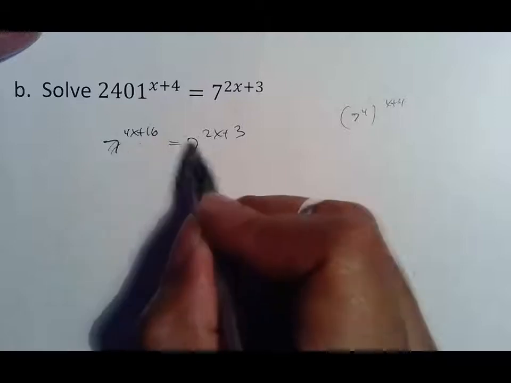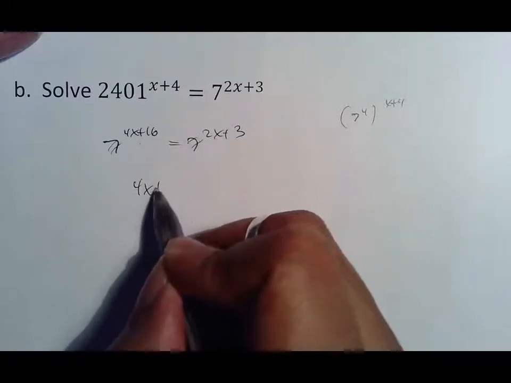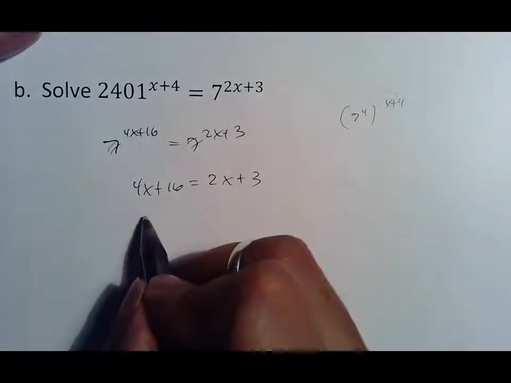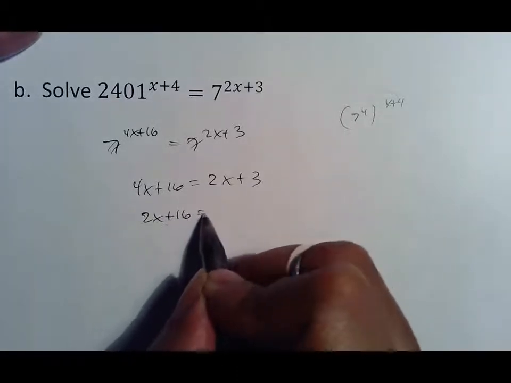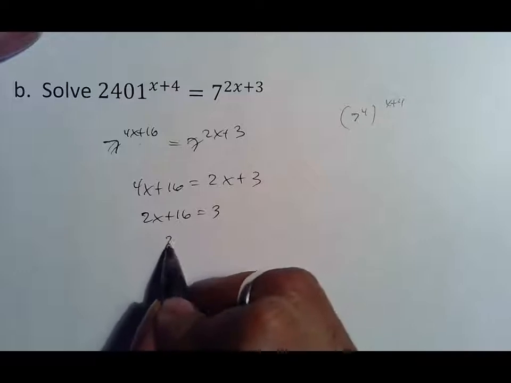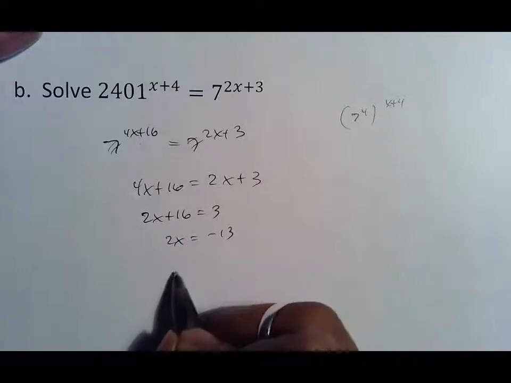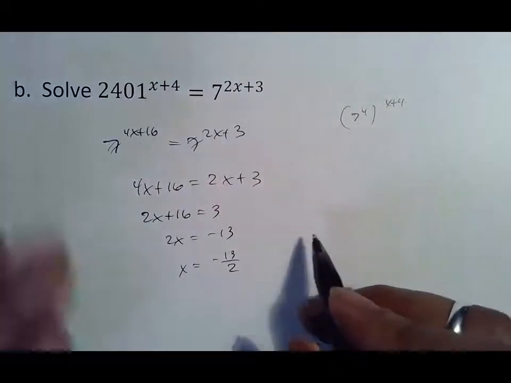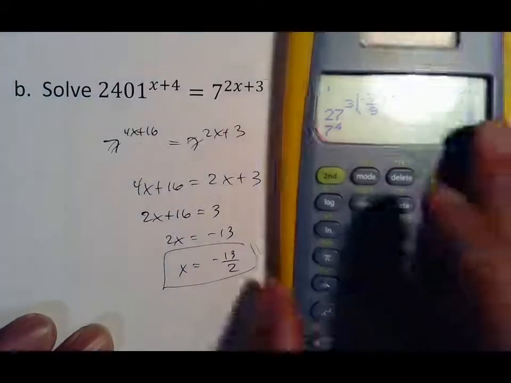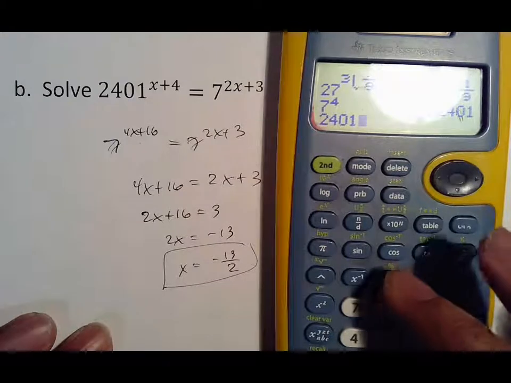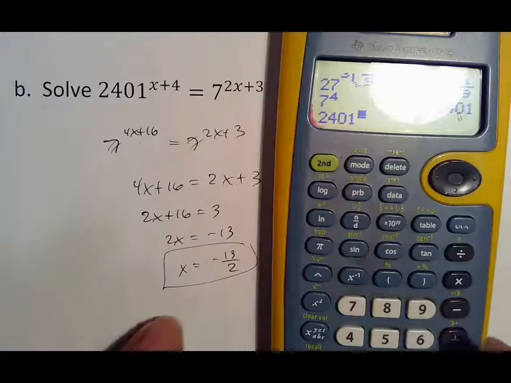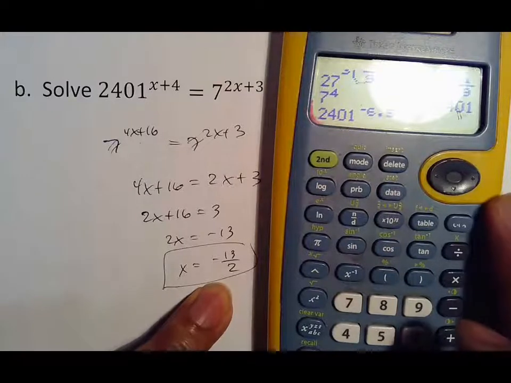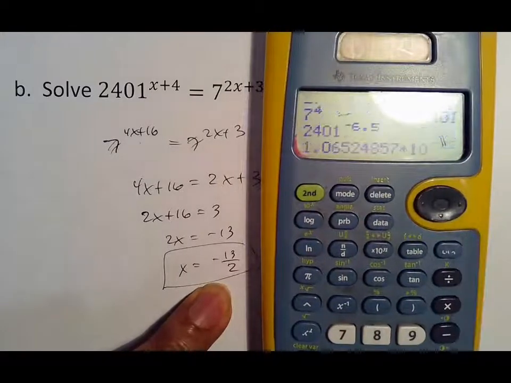Now that I have my same base, I ignore it and solve. Subtracting 2, subtracting 16, dividing by 2. There you go. And I'll even check it just to make sure. 2401 to the negative 13 halves, that's negative 6.5. I'm just going to use negative 6.5 since it's easier to type in.